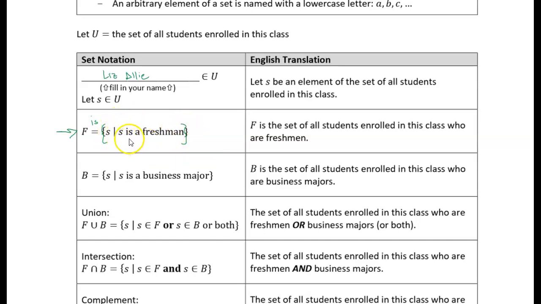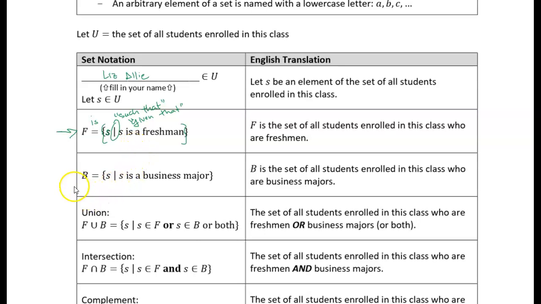S is a general element in the set. The set of all S, such that, so this line right here we can read as either such that, or given that. That's what that little vertical line means. We can read it as such that or given that S is a freshman. So we could read this as F is the set of all students enrolled in this class such that they are freshmen, because that's how F is defined. F is a subset of the students of the class who are freshmen, or given that they are freshmen. So you would qualify to be in this set if you are a freshman.